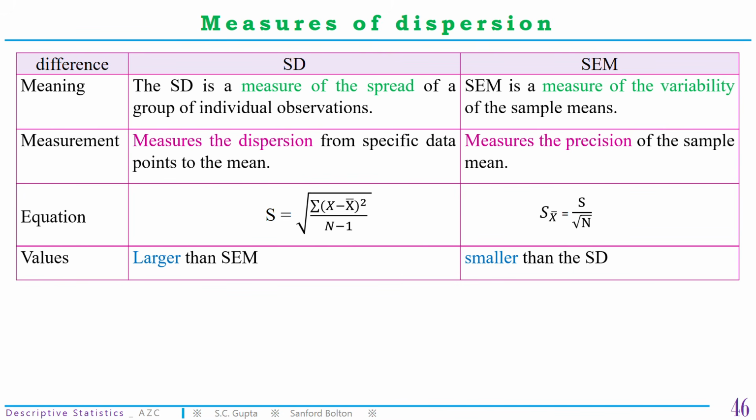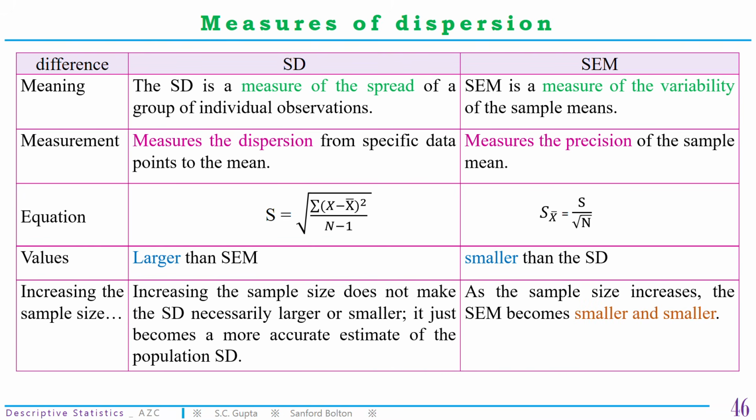The value of SD is always larger than SEM. Increasing the sample size does not make the SD necessarily larger or smaller. It just becomes a more accurate estimate of the population SD, while as the sample size increases, the SEM becomes smaller and smaller.